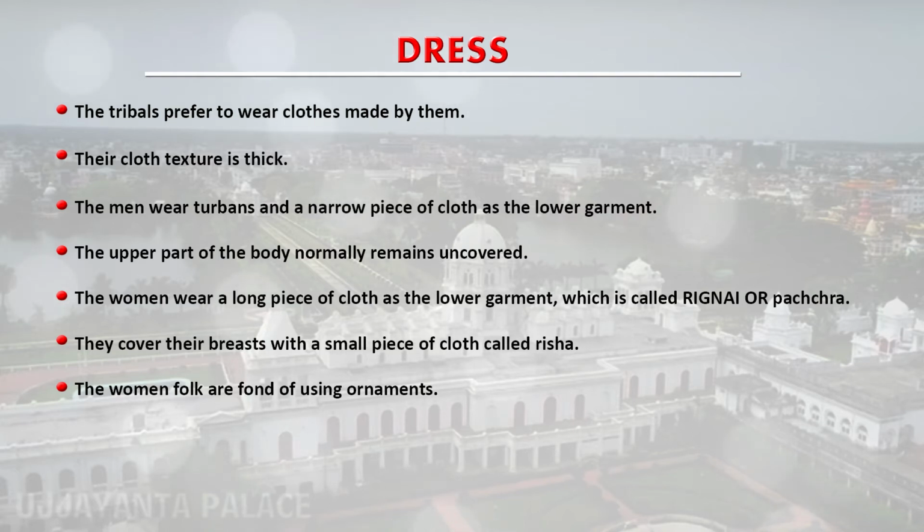The men used to wear a turban and a narrow piece of cloth at the lower part, and the upper part of the male body normally remained open because the climatic conditions used to be very humid. The women wear a long piece of cloth as the lower garment, which is called rignai or pasra. If you read the literature, because most of it was written by non-tribal people, you will encounter this term pasra, which is a name given by non-tribal people. But among the tribal people the terminologies are different, and they call this piece of cloth rignai. They cover the breast with a small piece of cloth called risha.